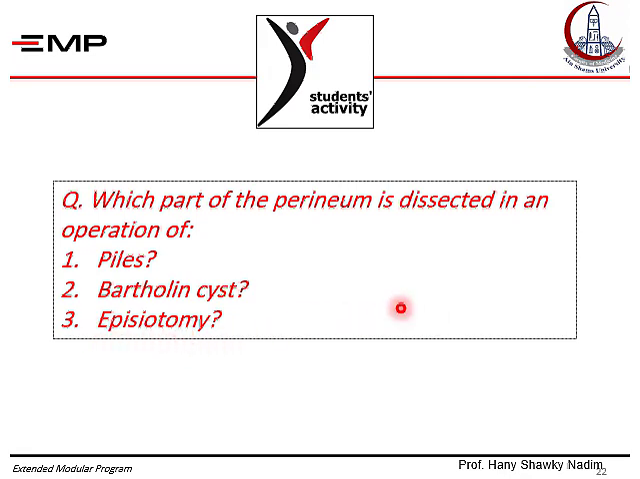In the case of episiotomy, we cut through the vaginal orifice posterolaterally. Here we cut both superficial and deep transversus perinei. We probably reach till the ischiorectal fossa. So we cut through the two perineal pouches and the ischiorectal fossa.